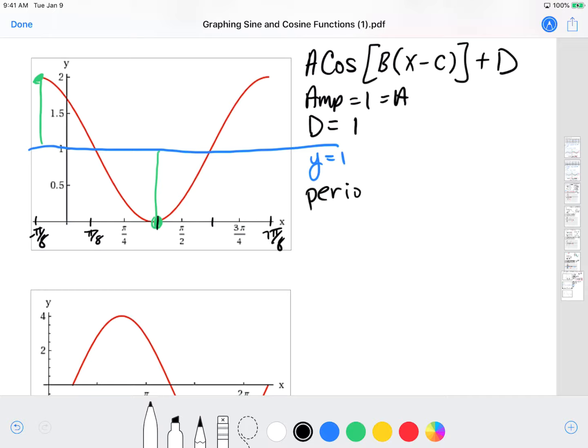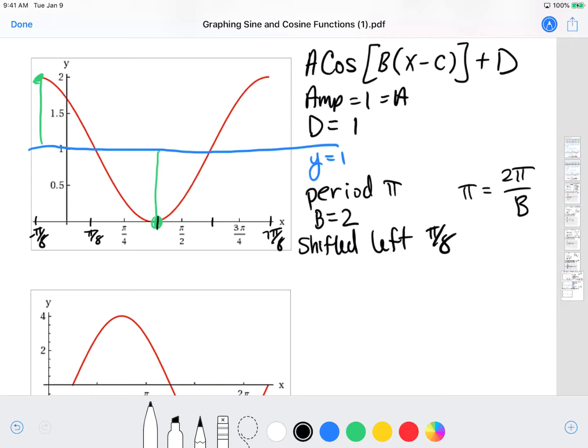So if I go from negative pi over 8 to 7 pi over 8, that has a length of pi. So my period for my translated function is going to be pi, which means my value of b needs to be 2. Because my new period, which is pi, is going to be my old period divided by b. So b has to be 2. And then it looks like it's been shifted to the left, pi over 8. So that gives us all the information we have now, and we can make our formula.